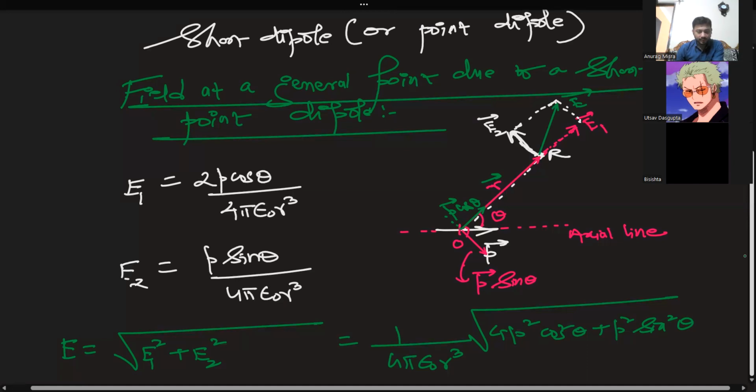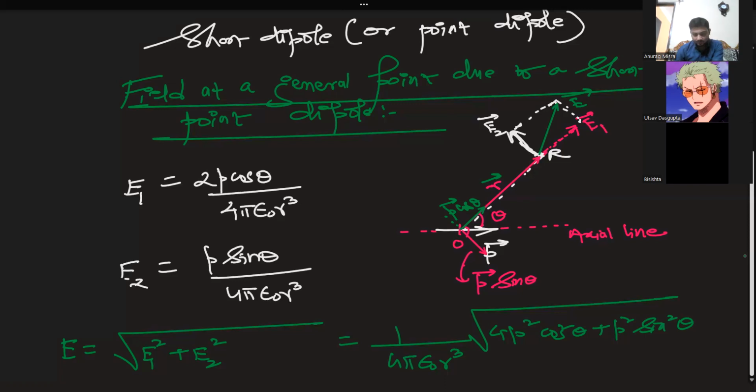So P sin theta is the equatorial? No. We are resolving dipole moment P into two parts, right? P cos theta is along the radius vector R. P sin theta is perpendicular to it. So if you forget about P sin theta, if you hide P sin theta, it will seem as if the point R lies on the axis of P cos theta. And if you hide P cos theta, it will seem as if R lies on the equatorial line of P sin theta. Understood?